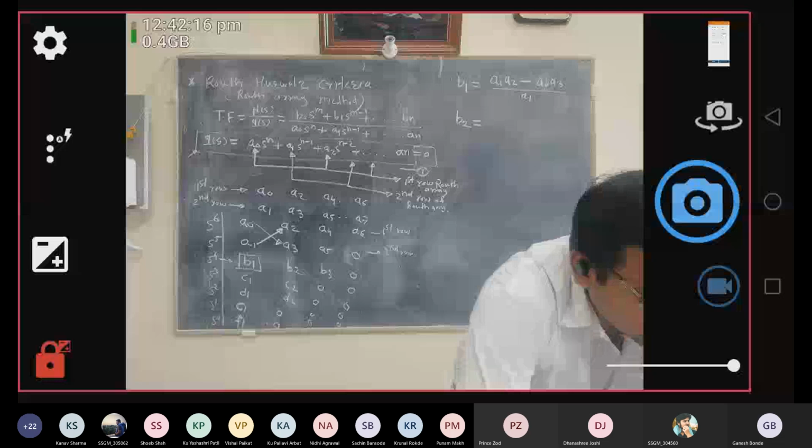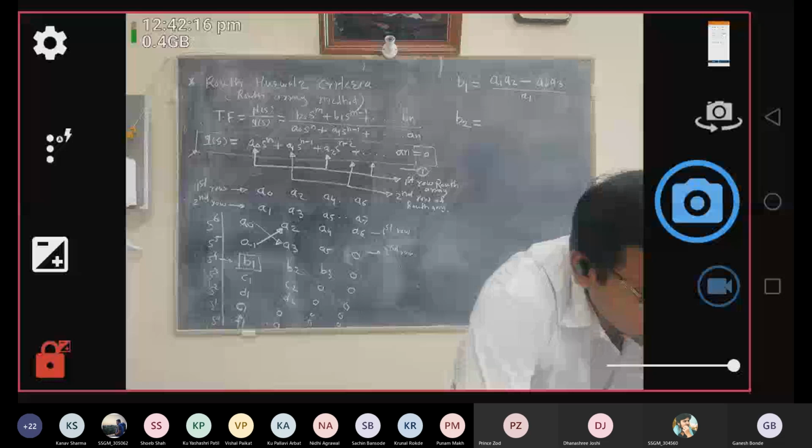This will be your first step. And second step is step 2, the interpretation of stability from the Routh array. So these are the only two steps in the Routh-Hurwitz criteria. With the help of these two steps, we can easily determine the stability.